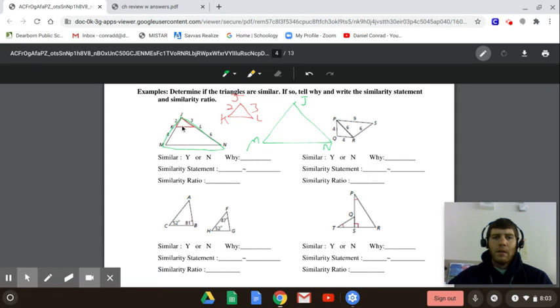So the length of JM here is going to be 2 plus 4. JK is 2, KM is 4, so the whole length there is going to be 6. And then likewise over here, JL is 3, LN is 6. So JN, the whole thing is going to be 9. 3 plus 6 is going to give us 9. So we see they have angle J in common. So we can say angle J is congruent to angle J.